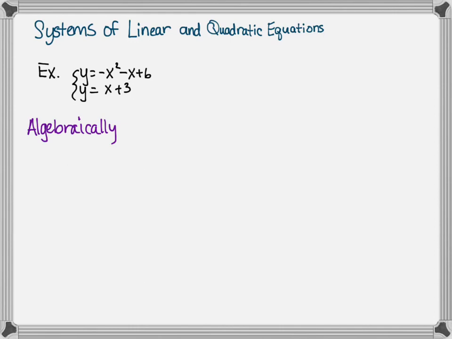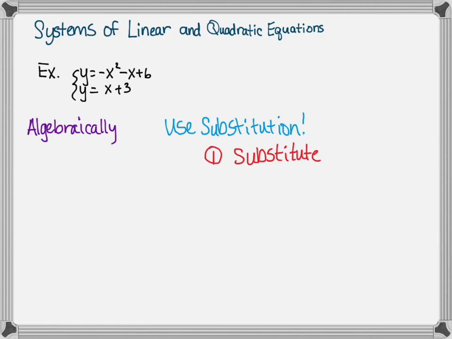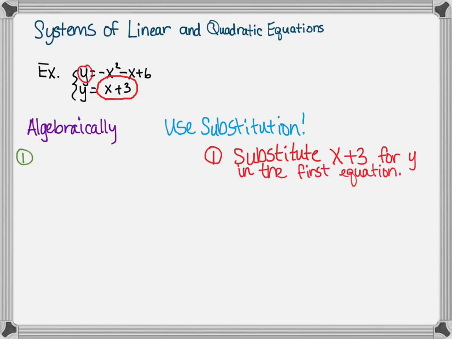Now, since both of our equations in our system are solved for y by itself, we can use substitution, just like you learned to use when you were solving a system of two linear equations in two variables. So we will substitute x plus 3 for y in the first equation. So I can write x plus 3 equals the opposite of x squared minus x plus 6.